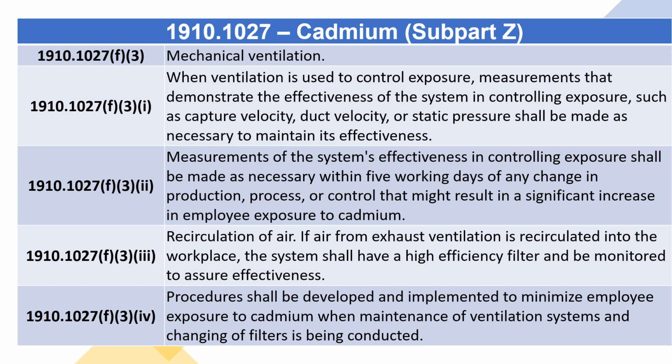Recirculation of air. If air from exhaust ventilation is recirculated into the workplace, the system shall have a high-efficiency filter and be monitored to assure effectiveness. Procedures shall be developed and implemented to minimize employee exposure to cadmium when maintenance of ventilation systems and changing of filters is being conducted.